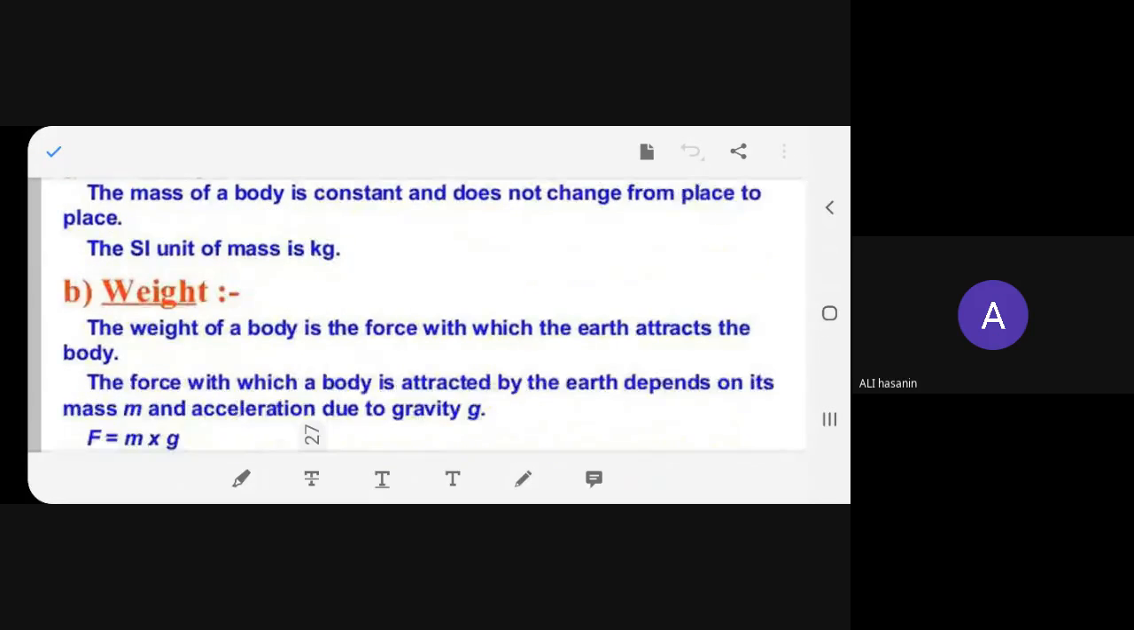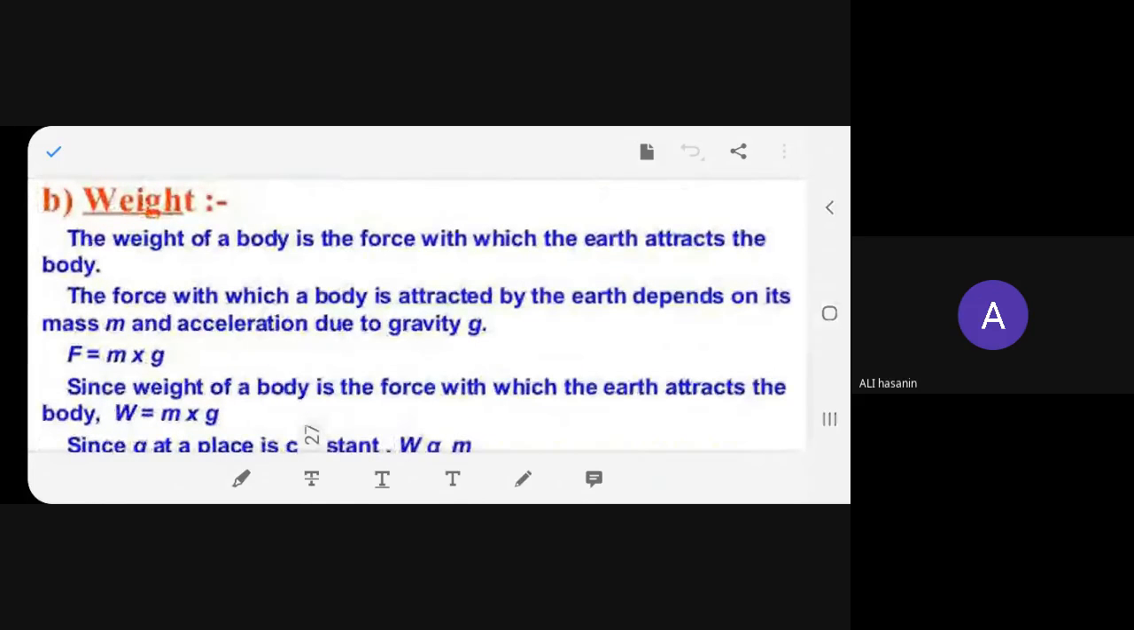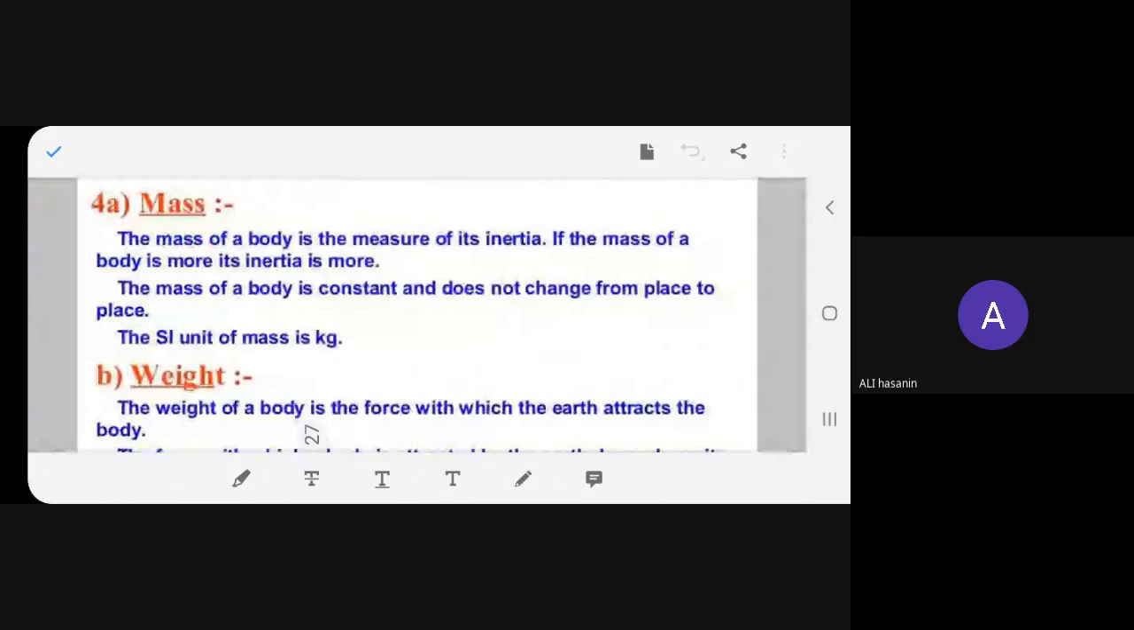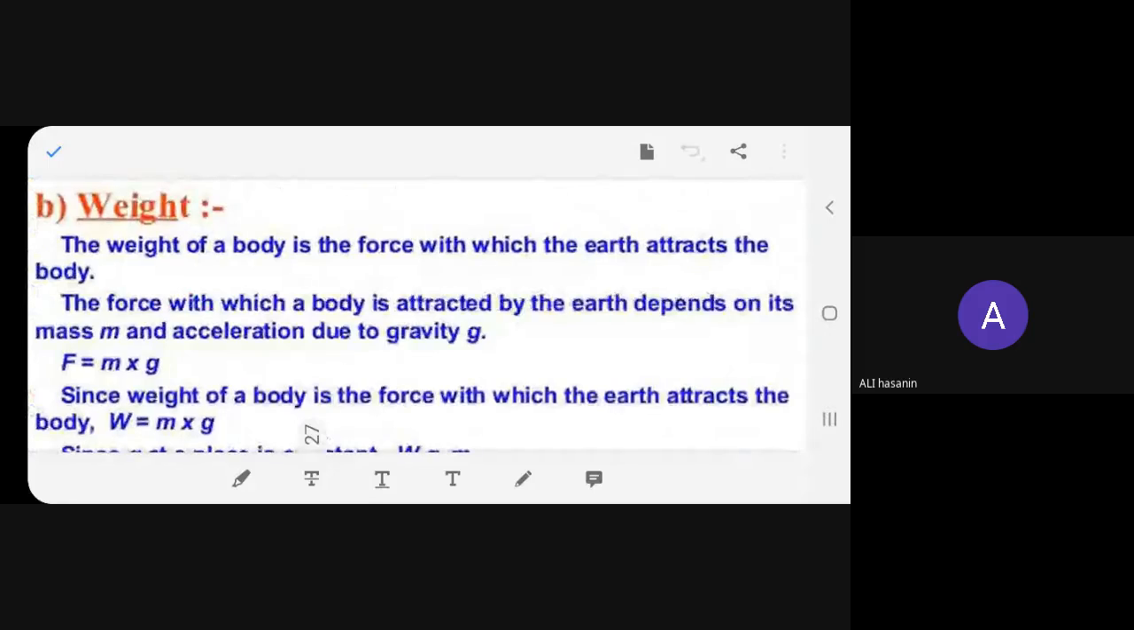Okay. Let's see what is weight. I'm not going to add this inertia right now. I will talk about the inertia later when you understand everything. The weight of a body is the force with which the earth attracts the body. The force with which a body is attracted by the earth depends on its mass m and acceleration due to gravity g. Force is equal to mass into gravity.